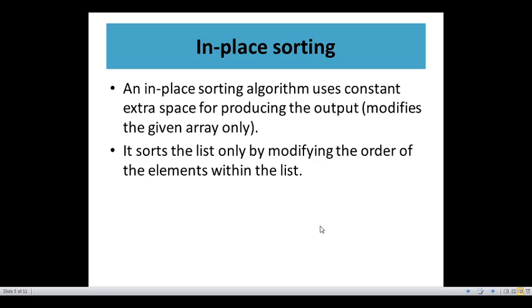In place sorting. In place sorting means what? This algorithm uses constant extra space for producing the output. We will see the different algorithms for this in place sorting. It sorts the list only by modifying the order of the elements within the list.